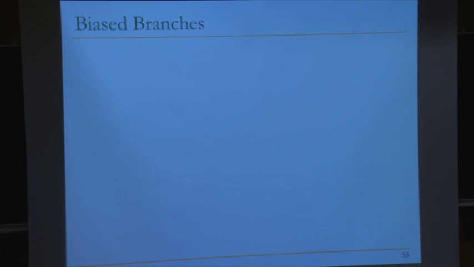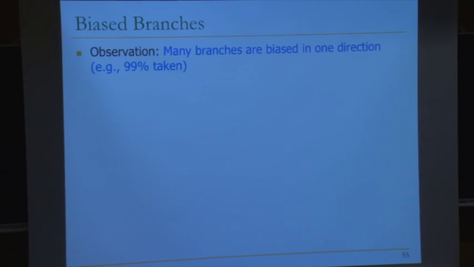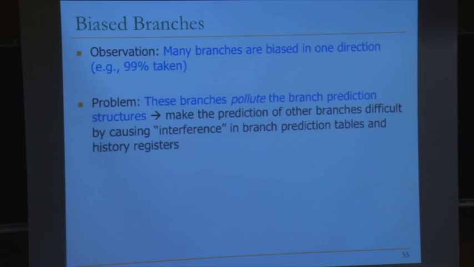Okay, I think before we conclude, let's talk about biased branches. People have observed that many branches are actually biased in one direction. For example, many branches are taken 99% of the time. The problem is if you actually have one type of predictor, these branches pollute the branch prediction structures. Because most of the time you know that this branch is taken or not taken. But if you're using the same branch prediction structure for that particular branch, these branches interfere with other branches' predictions because you're updating the same counters that are shared by other branches.